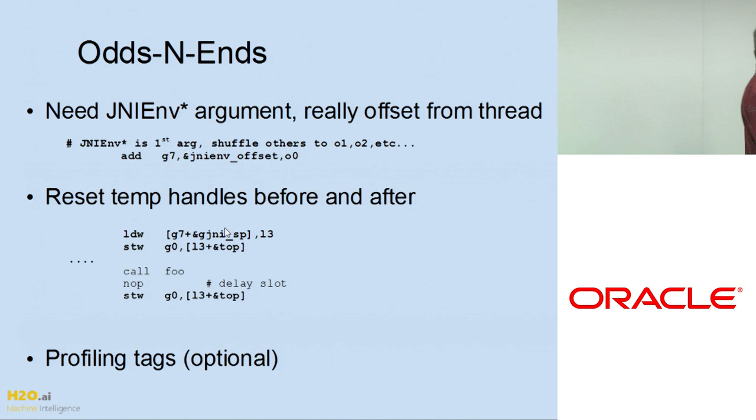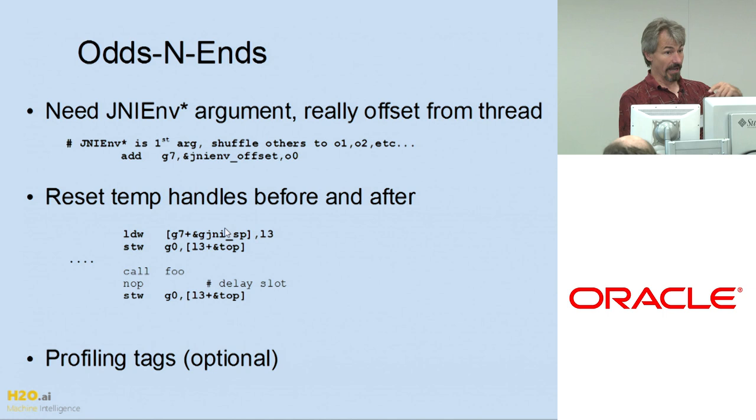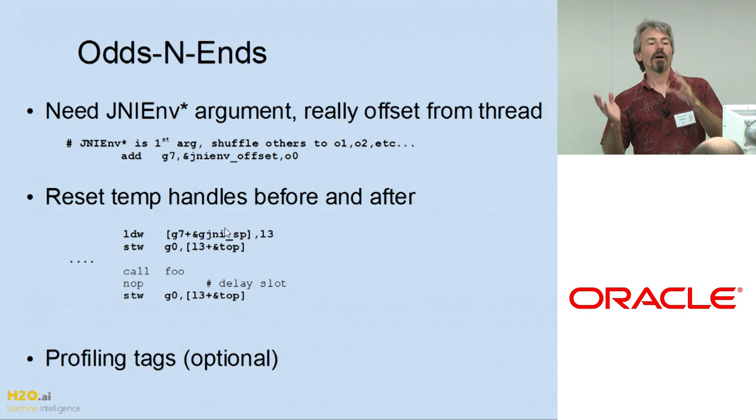Profiling tags: different times I've done ++ on a stack counter, so how many times a native call gets made. Or set a tag down, so I'm in it. And then if you later do a stack crawl across all your threads, you can say what native code a thread is in or not. And then you can do good profiling heuristics after that.